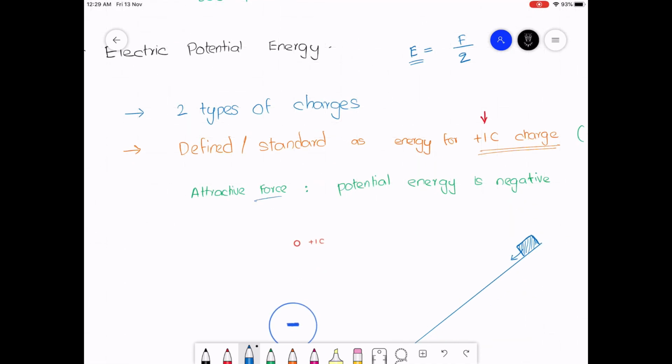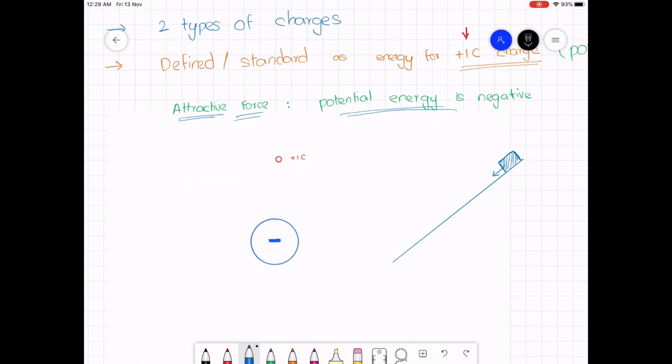Now, the final idea is this. If you have an attractive force, potential energy is negative, as you have seen in the gravitational field. Gravity is always attractive, so the potential is negative. But with electric potential, you find repulsion as well. It's not always attraction. So that means you can have positive forces as well, and at the same time, you can have positive potential energy. If you have a repulsive force, you will have a positive potential energy.